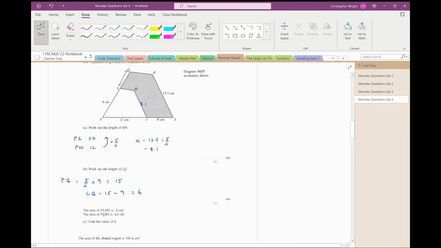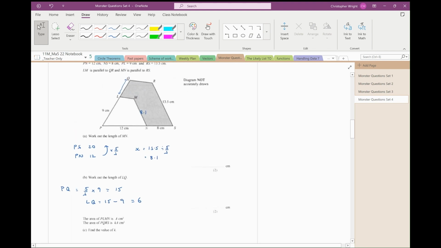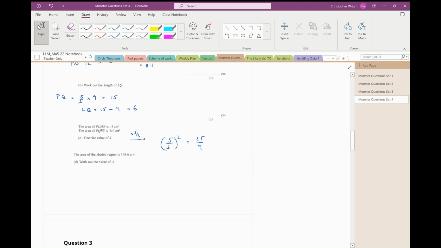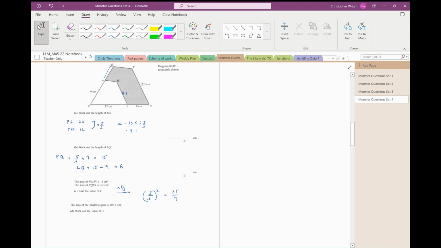Okay, now the area of PLMN, that's the smaller one, is A, and the area of the larger one is KA. Well, I know what K is, because the linear scale factor is 5/3. So the area scale factor is 5/3 squared, or 25/9. So I know that K is 25/9. Great. The area of the shaded region is equal to 105.6. Find out the value of A.